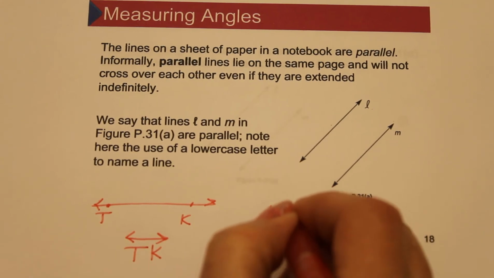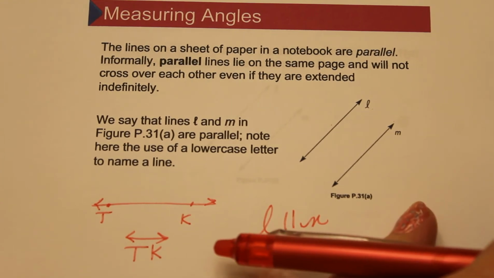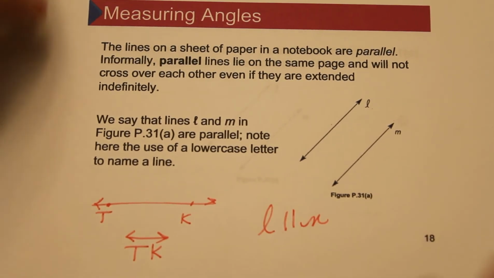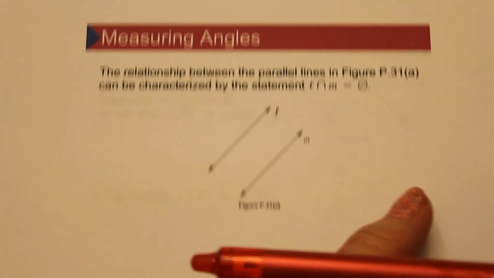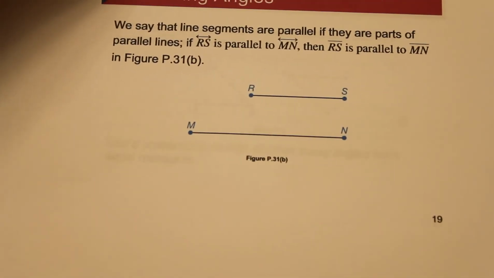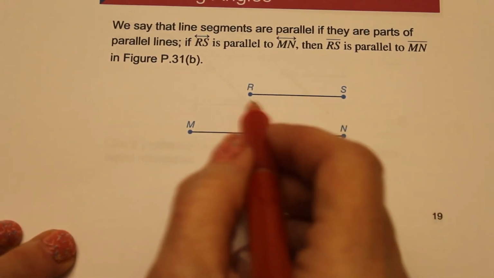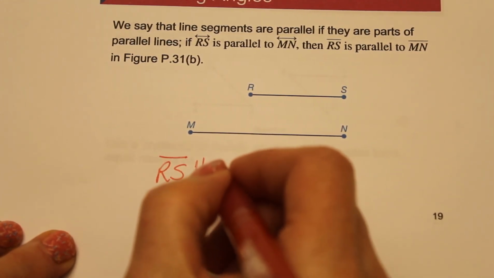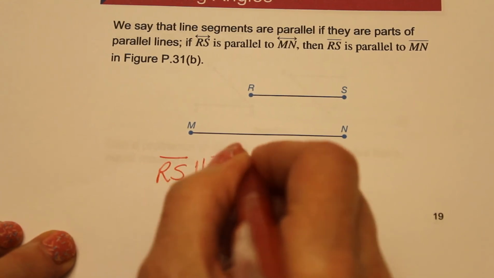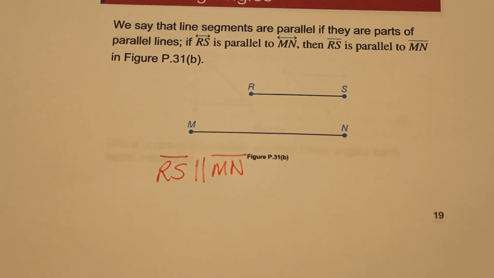And the notation for that are these two parallel lines like that. Lowercase letter, so we have L is parallel to M. Lines that will never meet. So lines can be parallel. Segments can also be parallel. So here we can have line segment RS parallel to line segment MN, because those two segments would never meet.